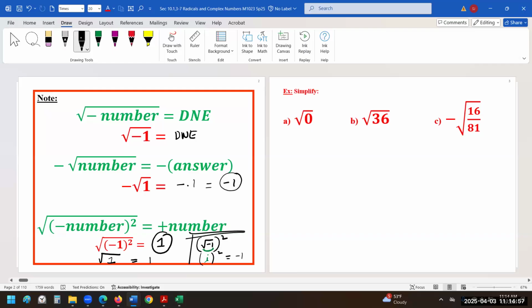Now let's do some examples. Start with a very easy example. What is the square root of 0? 0. What is the square root of 36? 6.